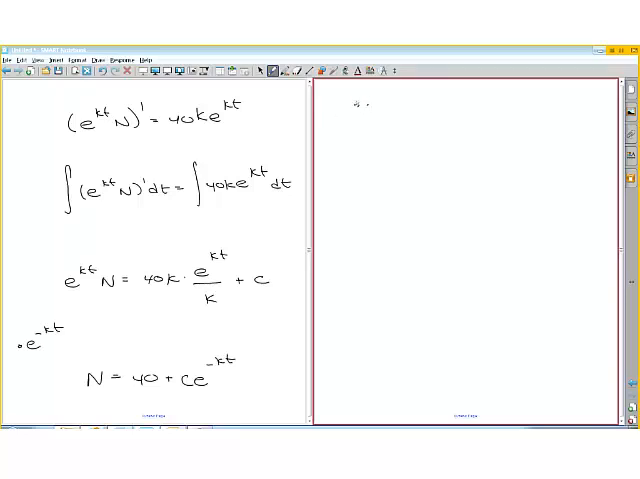Okay. So the last step is applying the initial conditions. What we said, the first one was for t equals 1, N equals 19. So what do we do? Well, here's the equation. So 19 is equal to 40 plus c e to the first power. So if we subtract 40 from both sides, you'll get negative 21 is equal to c e. So c is equal to negative 21 divided by e.